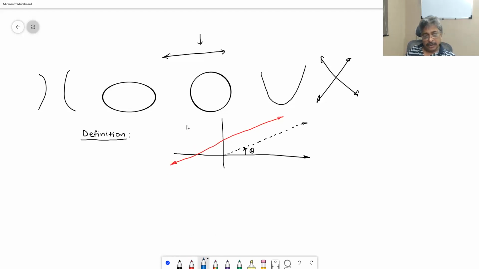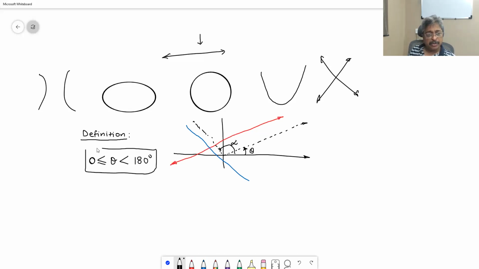Another position of the line could be like this. You have a line parallel here. This alpha is inclination of the blue line. Therefore, inclination is going to be between 0, maybe equality at 0, less than theta less than 180. Inclination is going to be between 0 to 180. Either you allow 0 or you allow 180. It is good to allow 0.